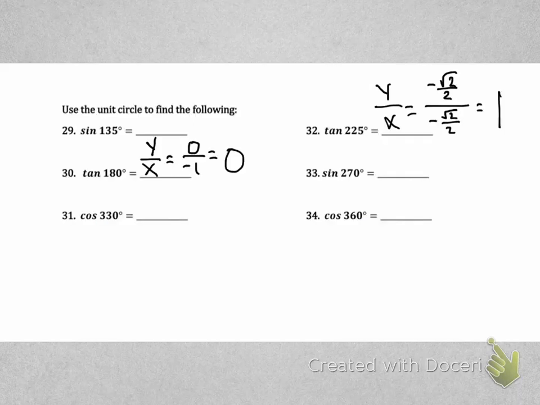So go back to here. And if I want to find the cosine of 360, cosine is just equal to my x value. So what was the x value right there? It was 1. And that is my answer. My answer to cosine 360 is just 1.